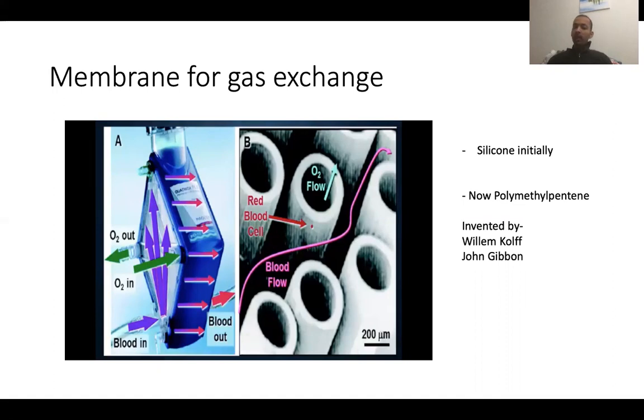Just a brief history behind the use of the silicone membranes. William Kolff was one of the first people to invent the semipermeable membrane, which was actually used in the dialysis machines first, and then also used later for the ECMO machine, and then later popularized by John Gibbon.